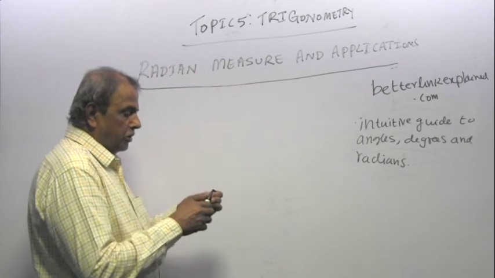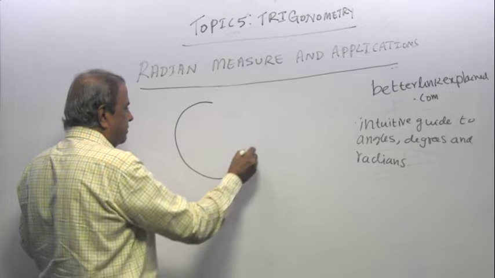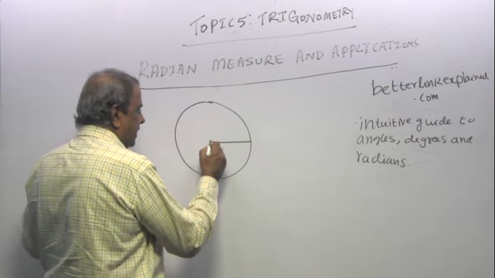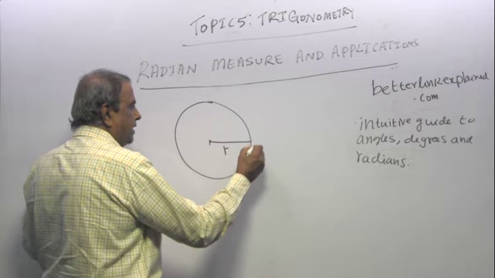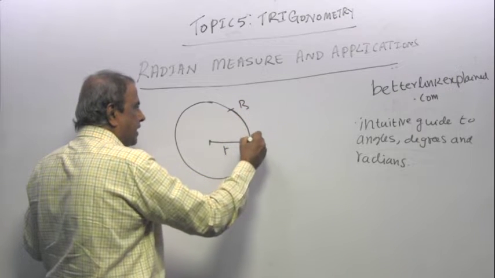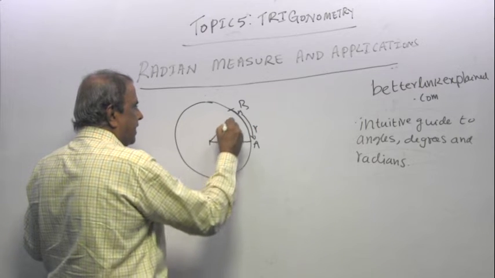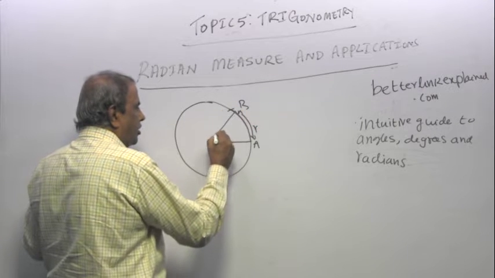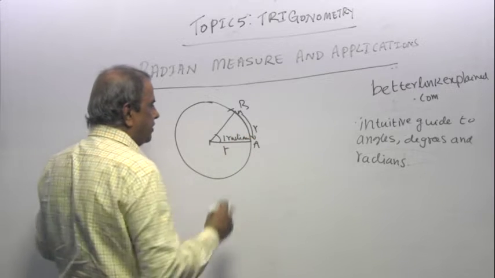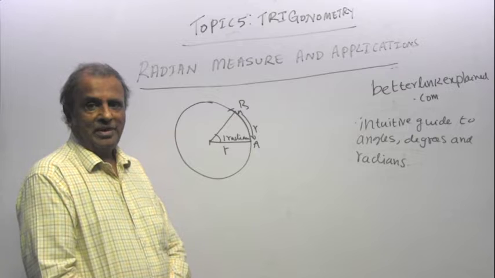So if you want to know, obviously, if you have a circle, if you have a center like that and a radius r, if I have an arc AB, the length of the arc AB is also r, then this angle is called 1 radian. This is how your teachers and I for 50 years have defined the radian.